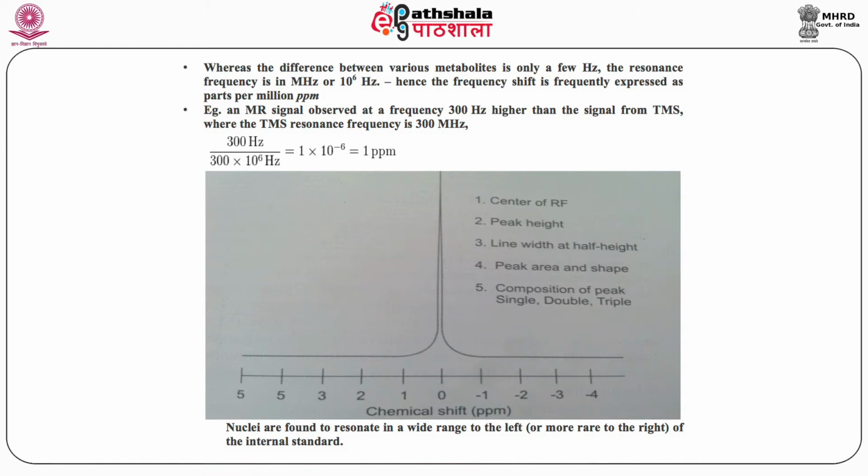In a frequency shift chart, or a graph that represents various metabolites and their resonant frequencies, the nuclei are found to resonate in a wide range to the left of the internal standard.